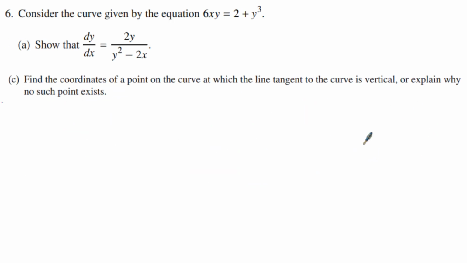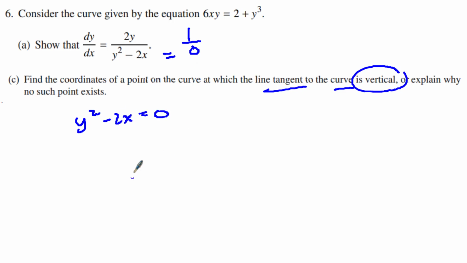And now for letter C, you can see that they're asking where the line tangent to the curve is vertical, which means you're going to have 1 over 0. So I'm going to set my denominator, y squared minus 2x, equal to 0 there. So I'm going to have to try to find some equality. y squared is equal to 2x, which means x would be equal to y squared over 2.